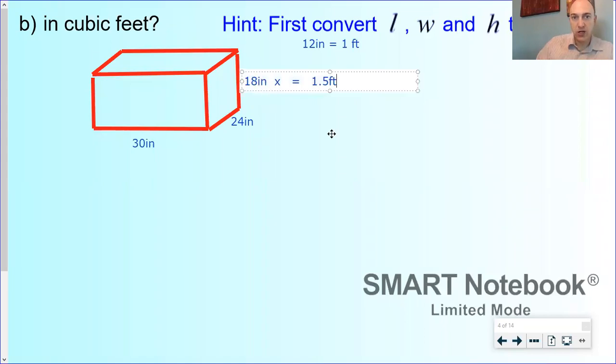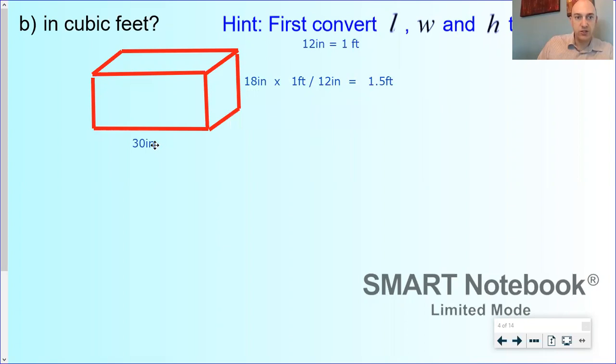we've got inches on top, so we're going to multiply this by 1 foot divided by 12 inches. It has the net effect of going 18 inches divided by 12 inches per foot. And that will give us 1.5 feet for that dimension. 24 inches times 1 foot divided by 12 inches will give us 2 feet.